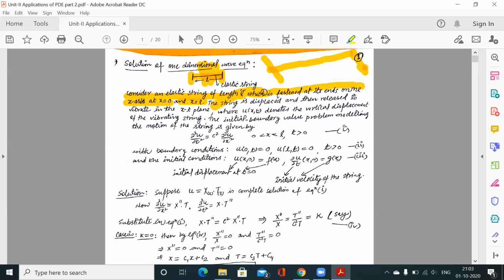Now the string is displaced and then released to vibrate in the xt plane. When you touch the string, it will start vibrating in this direction, like this. So let us denote the vibrations as u(x,t). u is the dependent variable that depends on x and t. Why? u(x,t) represents the vibration; it denotes the vertical displacement.